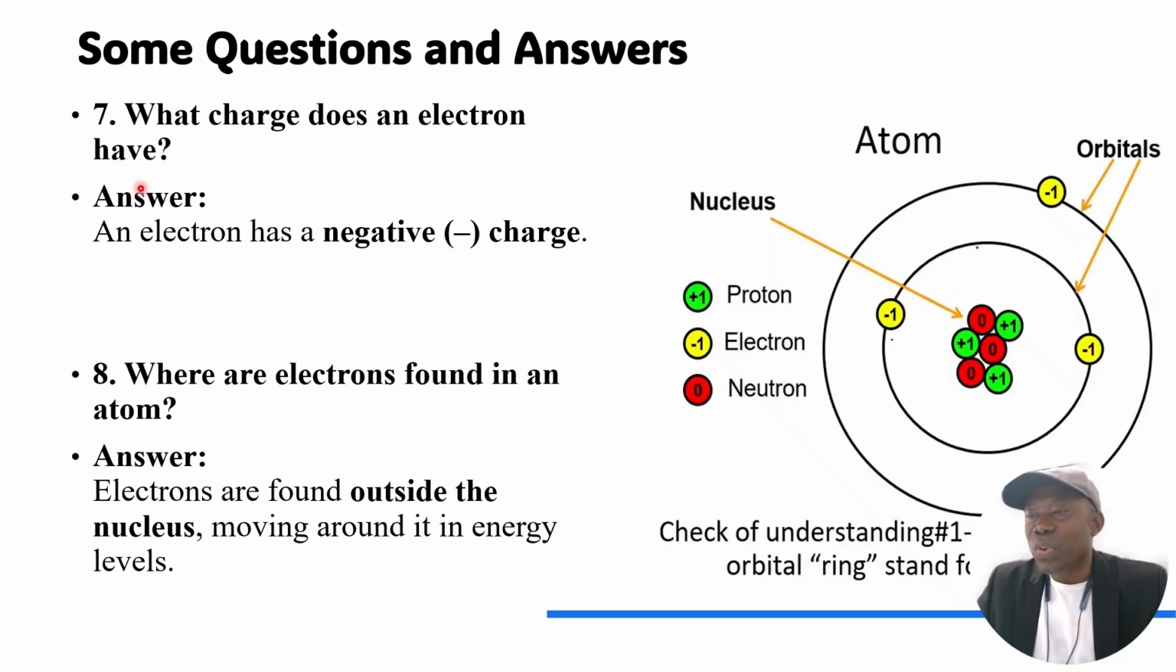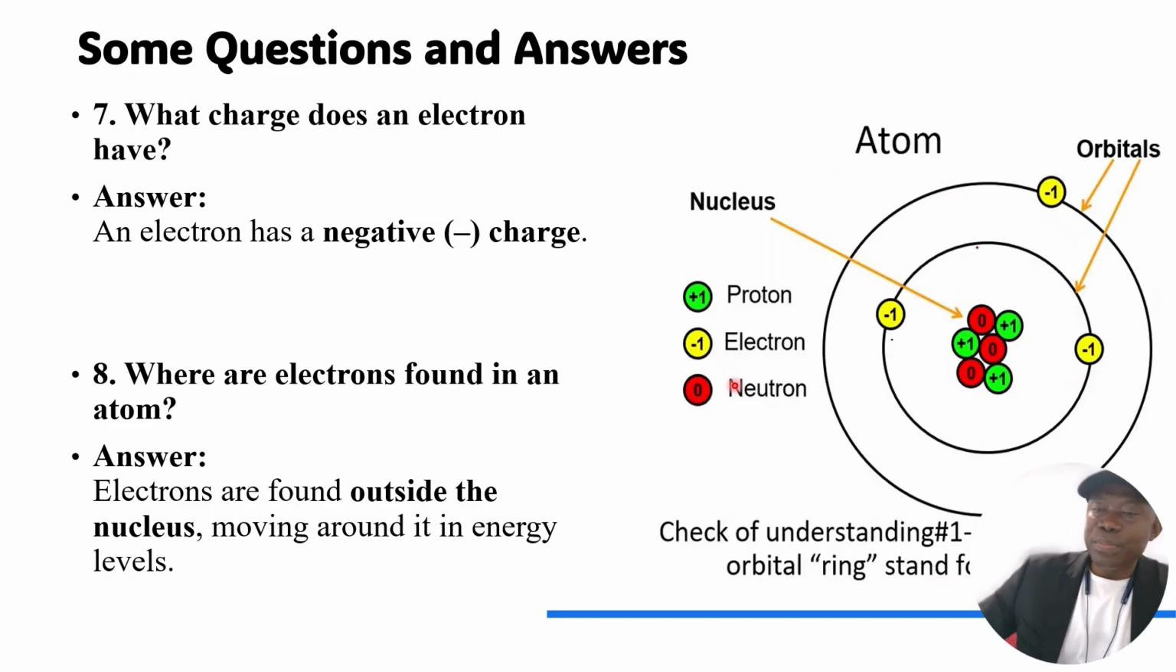The next question is, what charge does an electron have? We can see from the picture, electrons are negatively charged and revolve around the nucleus of an atom in shells. The number of electrons depends on the proton number. The higher the proton number, the more the electrons. This is how it works in chemistry. Where are the electrons found? Electrons are found outside the nucleus, in the shells of an atom.